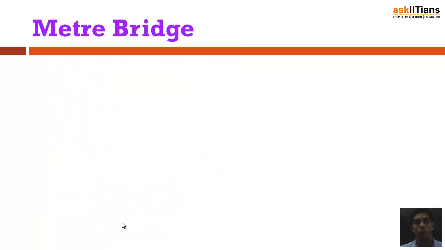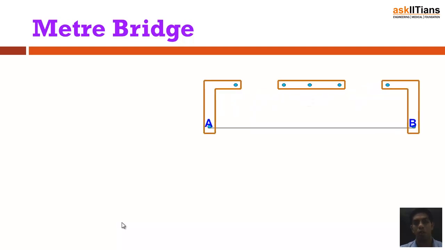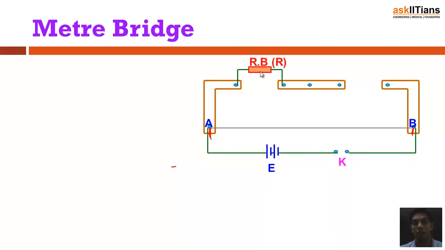Now, we move on to the meter bridge. The meter bridge is one of the applications of the Wheatstone bridge. So this is how the meter bridge looks. This over here, from point A to point B, is a wire of length 1 meter. That's why the name meter bridge. Now, the setup goes like this. It's connected to a cell with a switch, and here I have a resistor of known resistance.